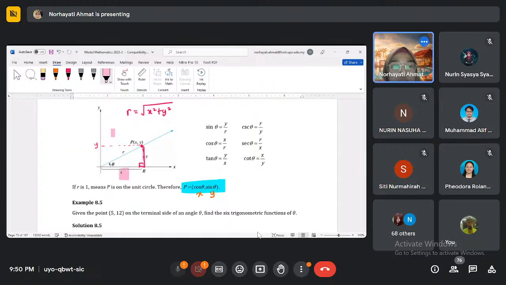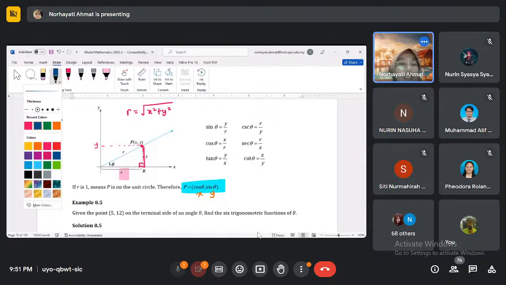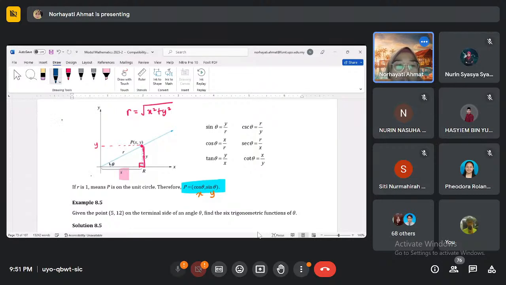How to get x? We use the concept of adjacent and hypotenuse. What involves adjacent and hypotenuse? Cos, right? Is that right, class? If we look here, don't look at what I wrote here, just focus on the figure. X.